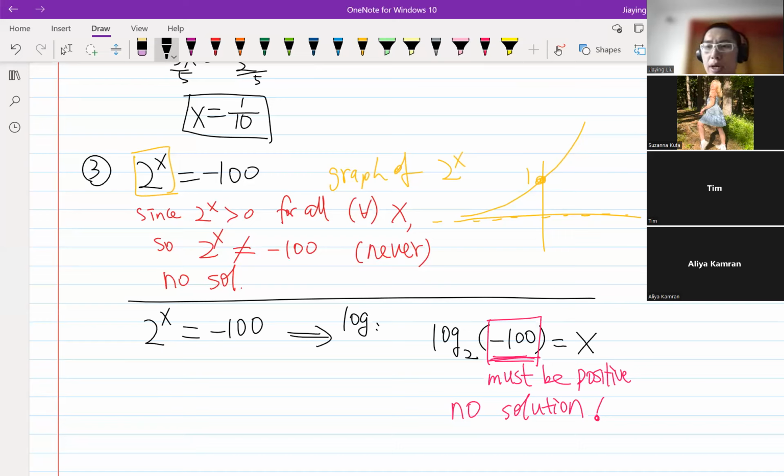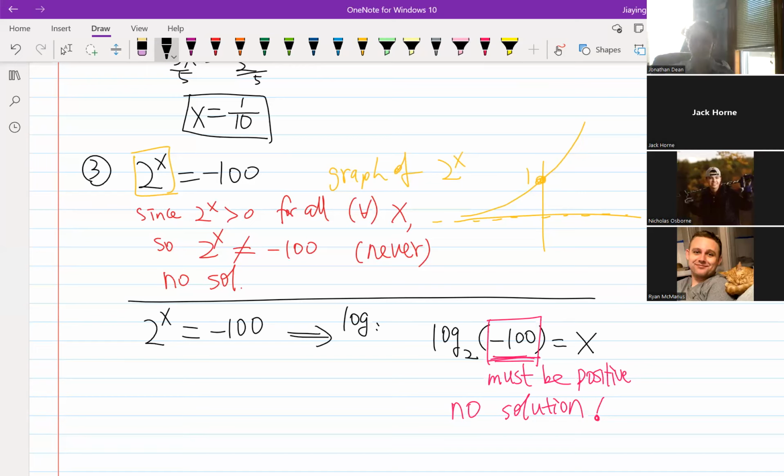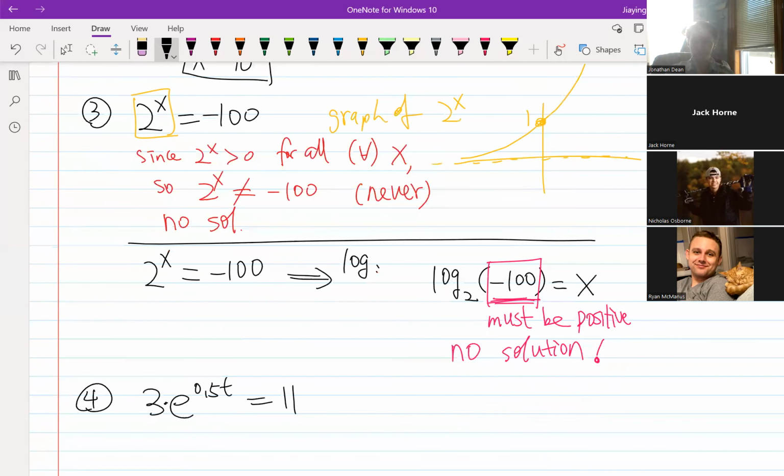All right, the next example I have is 3 times e to the 0.5t equals 11. And I don't have a calculator, which is fine. We're just probably going to leave the expression with logs or natural logs if we have to. But let's look at this example. Here we have 3 times an exponential function with a t in it. We're looking for t, right? Because that's the only variable we don't know here.